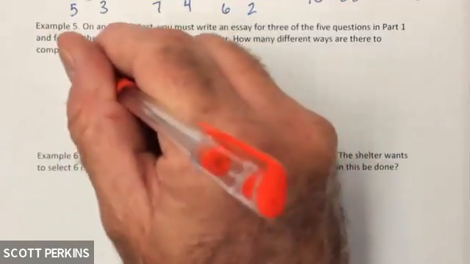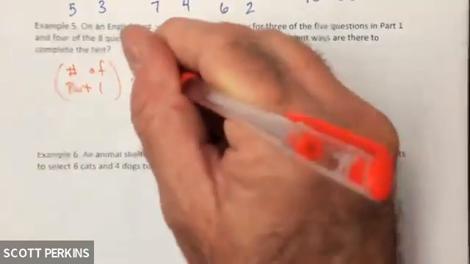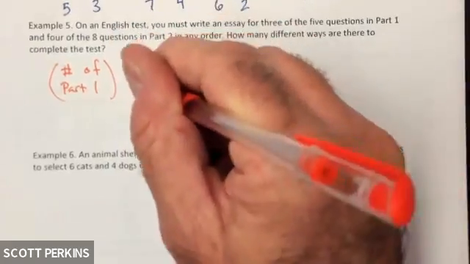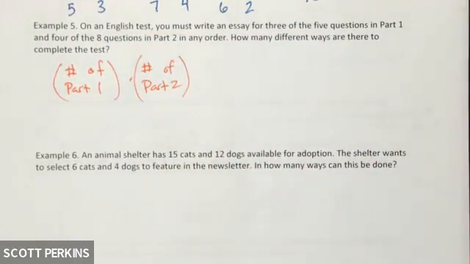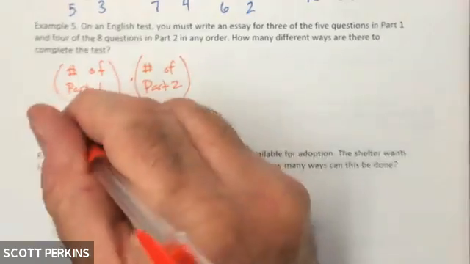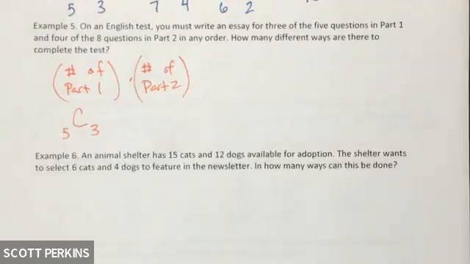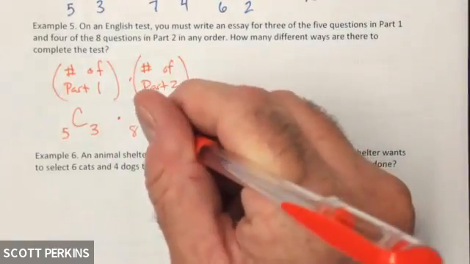Okay, so again, I'm just writing out the steps here. It's the number of ways that we can do part 1, and then times the number of ways for part 2. And again, just like the previous problem, that number is not given to us directly. We have to calculate it as the number of combinations. So for part 1, I've got 5 objects. I'm choosing 3. In this case, the objects are essays. And in the second one, I've got the number of combinations of 8, and I'm choosing 4.